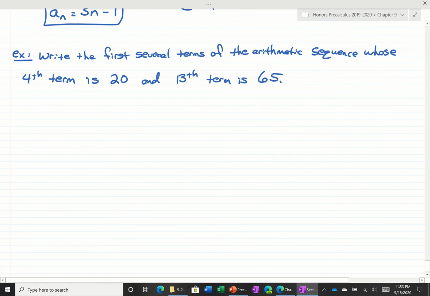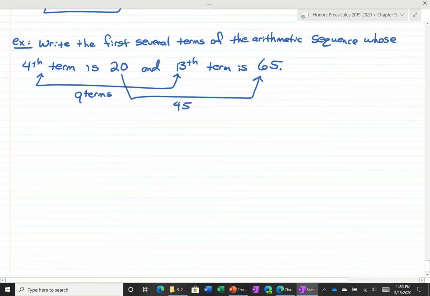In order to figure this out, we have to go from 20 to 65 over the course of 9 terms, right? So this would give us 9 terms. We have to go from 20 to 65, which is a difference of 45. So what we could do is 45 divided by 9 tells you how much you have to change it each time, right? So 45 over 9 gives us 5, which is our common difference.